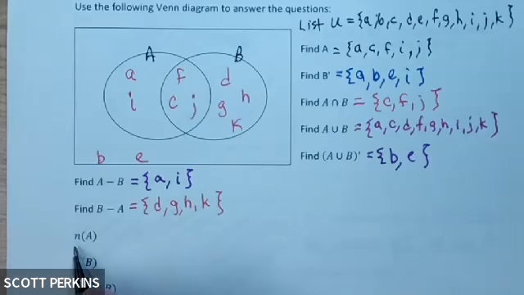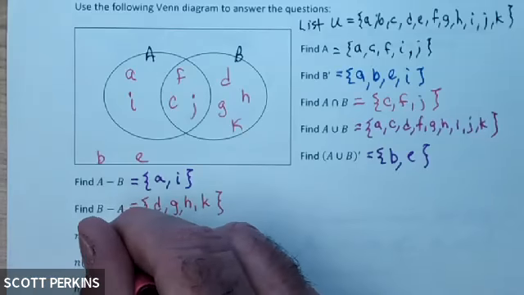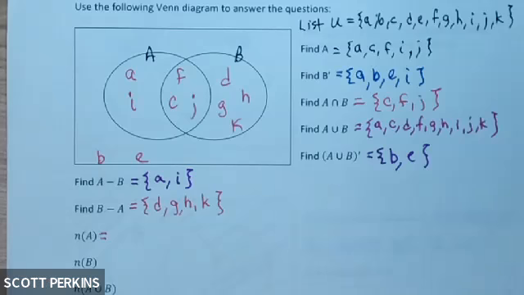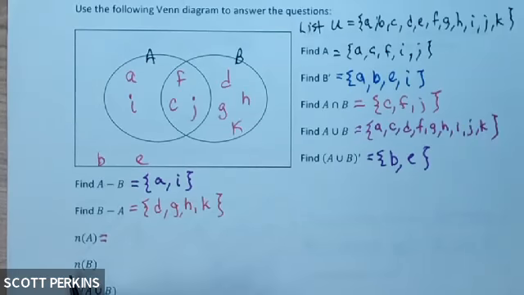What does n(A) mean? Does anyone remember what that means? Yes, that's called the cardinality, but it doesn't matter if you remembered that word or not. You just need to remember it's the number of elements in that set. So what is n(A)? How many elements are in A?